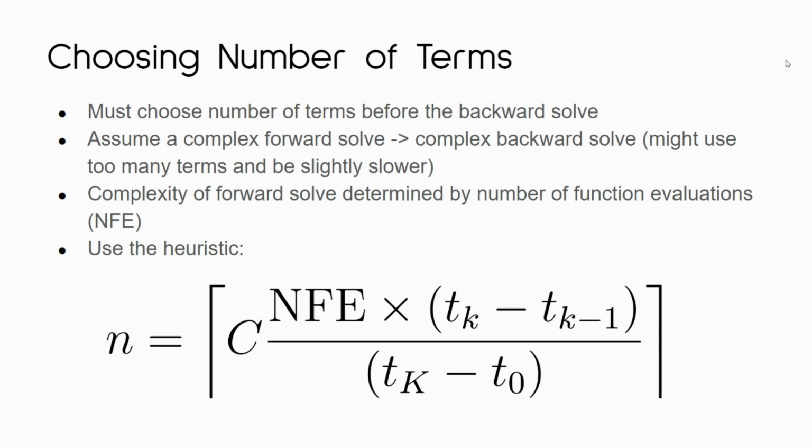So we can determine the complexity of the forward solve by the number of function evaluations used during that forward solve, the NFE. And then we can use this heuristic, which is the ceiling of some constant multiplied by the number of function evaluations, and then we can scale this by the ratio of the width of the time interval that we're looking at divided by the width of the total time interval. And the ceiling function is used so that we firstly get an integer for n, and so that we round up. C is a constant that we choose, and we found that 1 times 10 to the minus 3 was effective.